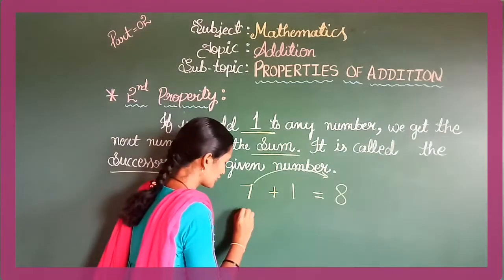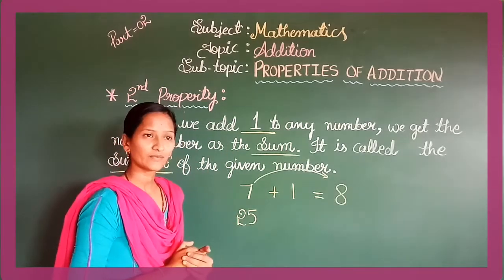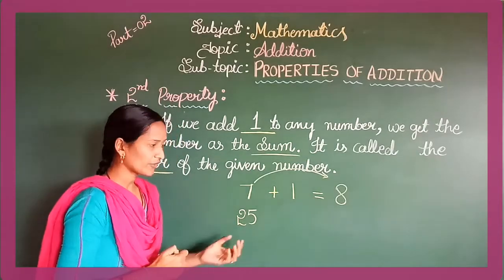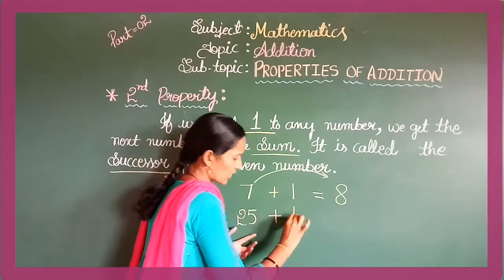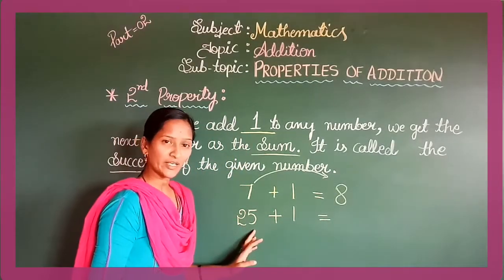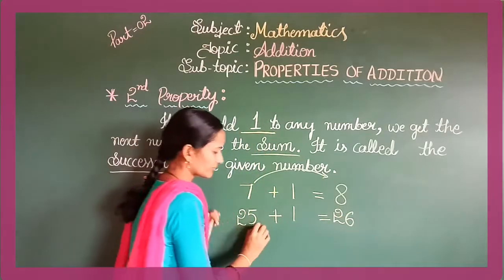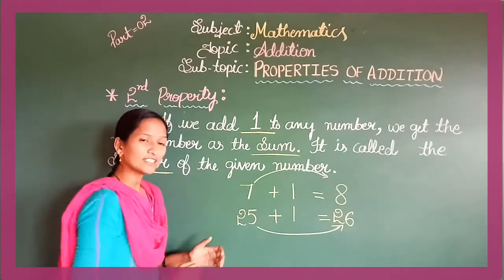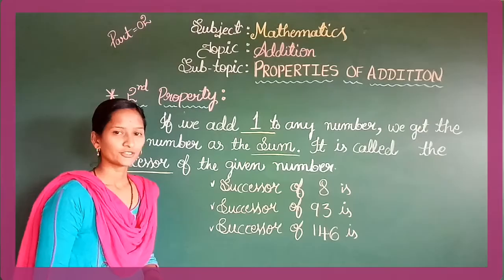So now, I am taking number 25. What is the number after 25? After 25 comes 26, right? See, look here, 25 plus 1. Which is the answer? The next number, 26. Okay, so what is the successor of 25? That is 26. Students, so look here.